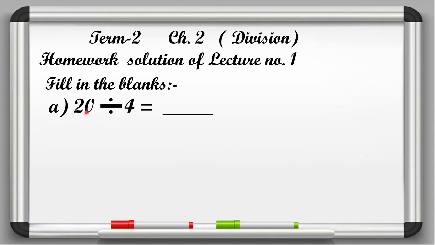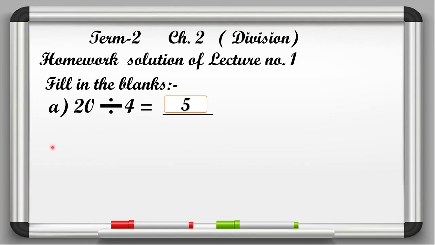So 4 1s are 4, 4 2s are 8, 4 3s are 12, 4 4s are 16, 4 5s are 20. So we will write 5 here.